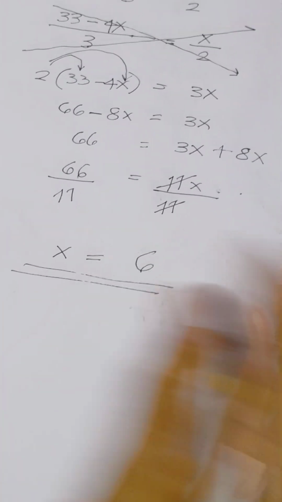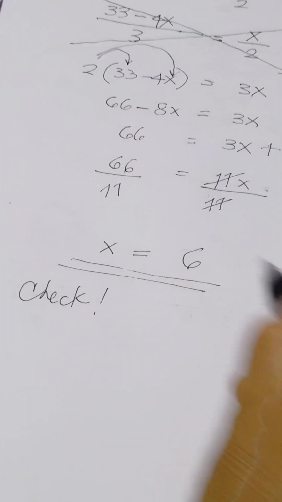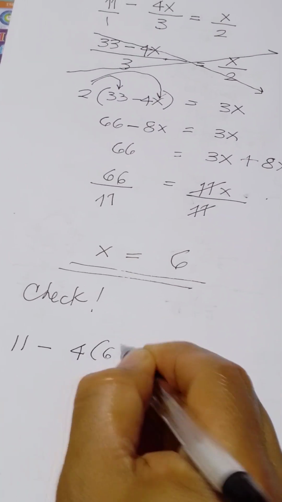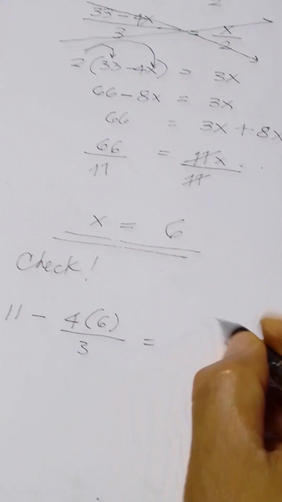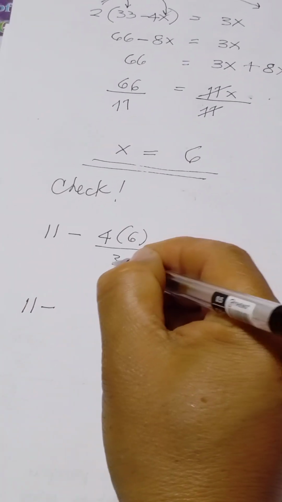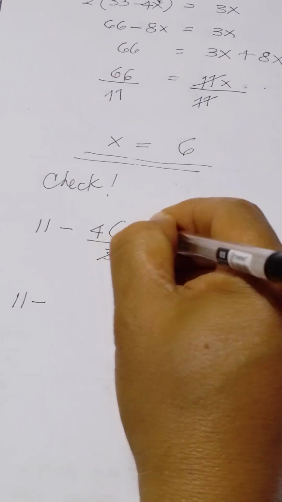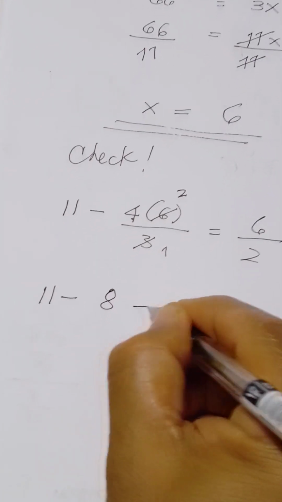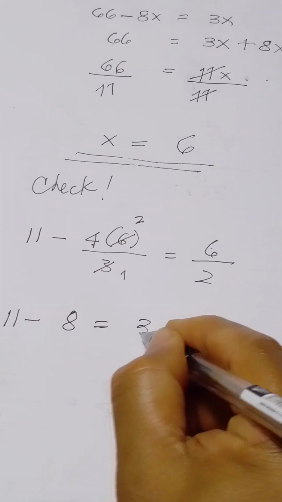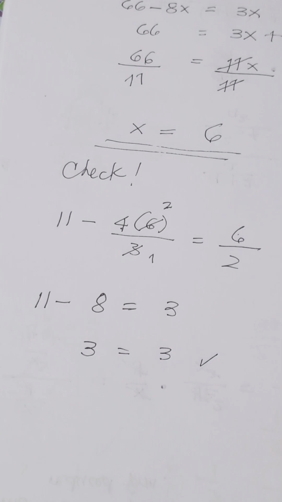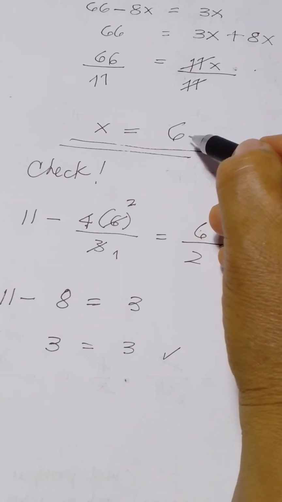But we need to check by substituting the value in the given equation. So I have here 11. I need to substitute x equals 6. So 4 times 6 over 3 is equal to x, which is 6 over 2. So 11. I need to divide by 3, that is equal to 1. Divide by 3, that will be equal to 2. And then 4 times 2, that will be 8. Then 6 divided by 2 is equal to 3. What is 11 minus 8? That is equal to 3, is equal to 3. So therefore, my answer is correct. X equals 6. That's all.